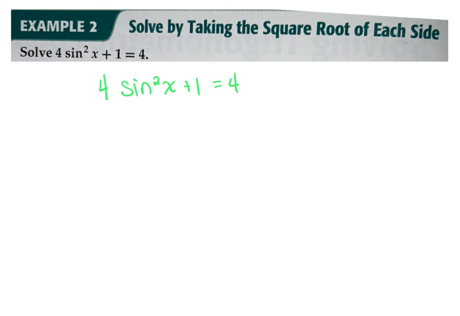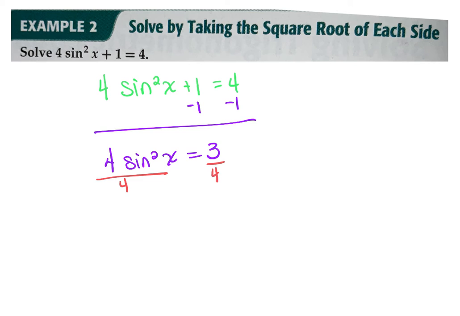All right, my goal is to get my trig function by itself. What's my first thing to do here? Yeah, I'm going to subtract the 1. Just like think of an algebra equation. You would subtract the 1, you would divide by 4, right? And so that's what we're going to do. We are going to subtract our 1. That's going to give us 4 sine squared of x equals 3. Divide by 4. That's going to give us sine squared of x equals 3/4.